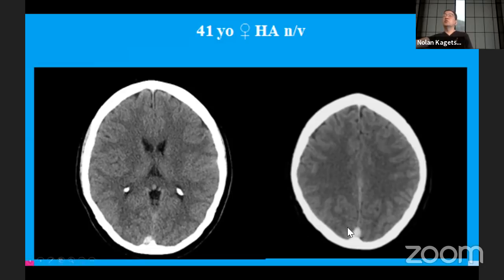Anyway, so this is superior sagittal sinus thrombosis. It's important to make that diagnosis because the patient should go on heparinization, and for some cases, the neuro-IR team actually retrieves the clot.